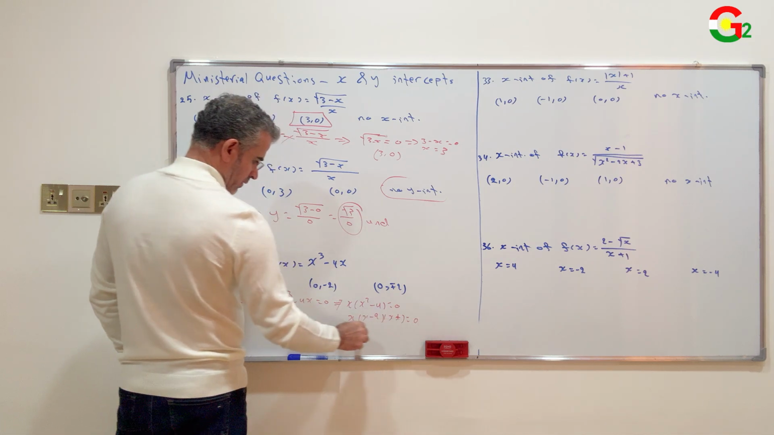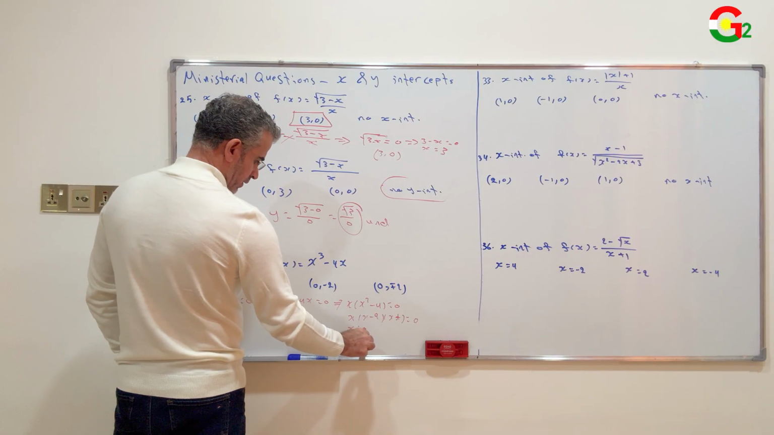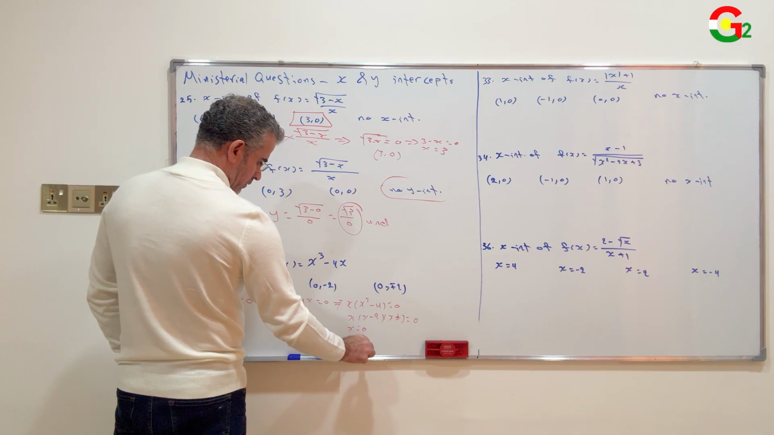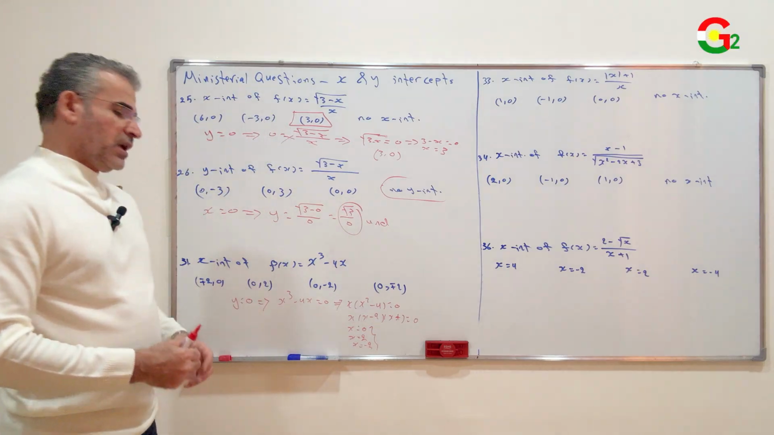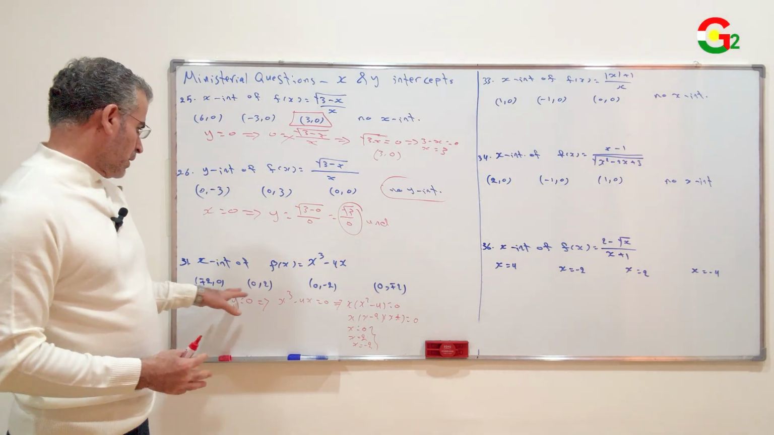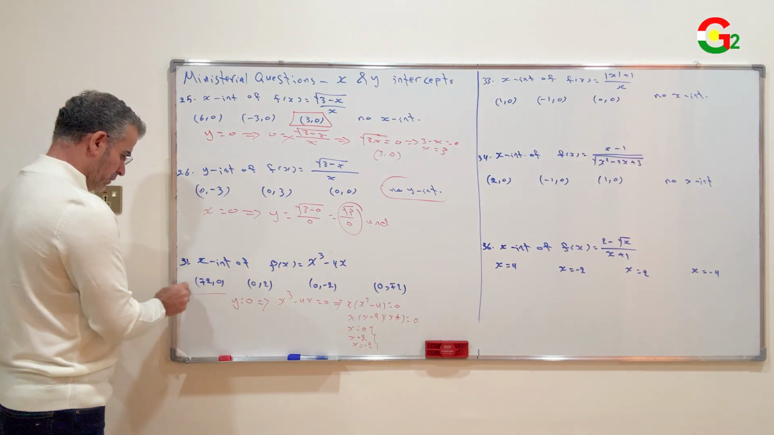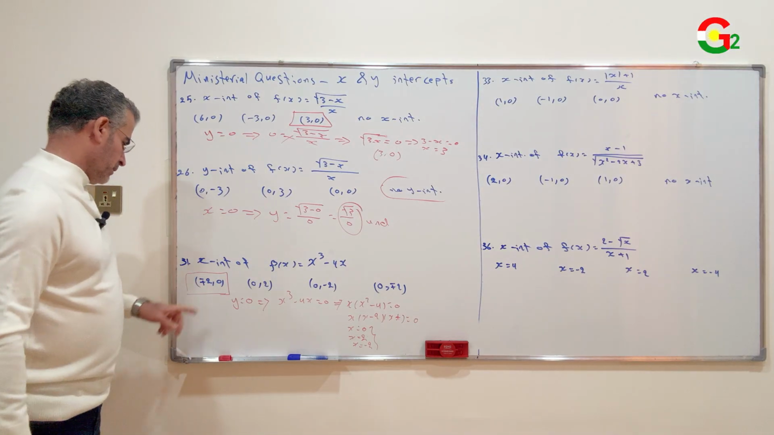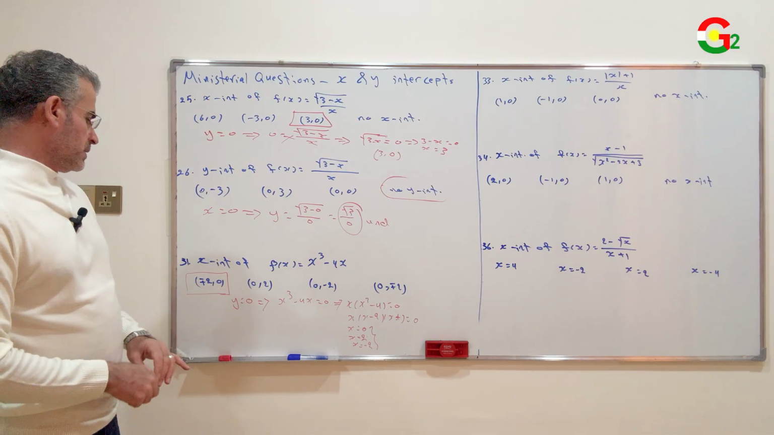equals 0. Then either x equals 0, or x equals 2, or x equals negative 2. This function has 3 x-intercepts, but here we have only 2. Then you can choose A, positive 2 and 0.